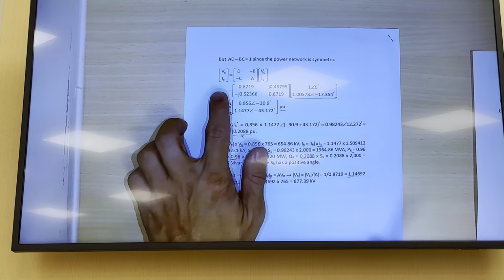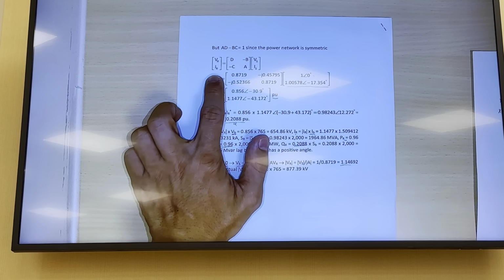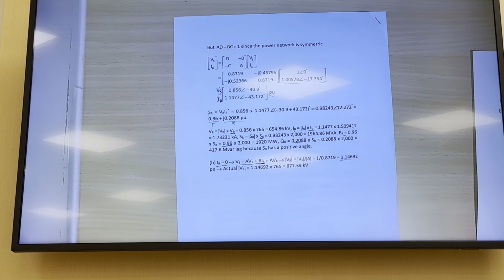Then after that, VR and IR can be directly calculated. So this is our inverse matrix, and this is your specified sending voltage and sending current. So you can calculate your receiving voltage and receiving current.